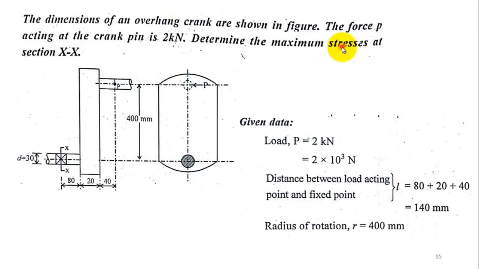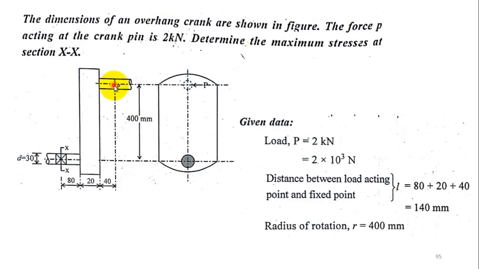We have to determine the maximum stresses at the section XX, at this cross section. What will be the maximum stress experienced due to this load? What all stresses will be caused at this section XX by this load P? Also, this pin is at a distance of 400 mm. What does this imply? This load is acting at a particular distance. What is the implication from this?